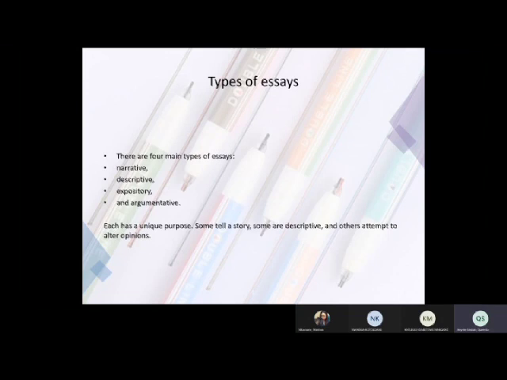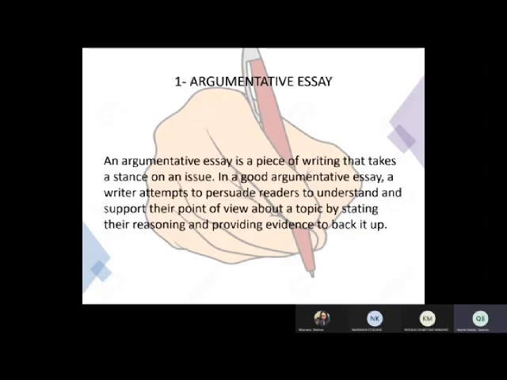So we have your narrative essays, and most students in the field of journalism mostly write narrative essays. And then we have your descriptive essays, we have your expository essays. Descriptive and expository are common in psychology and developmental studies. Then we have argumentative essays that are mostly common in education. So let's look at these essays.